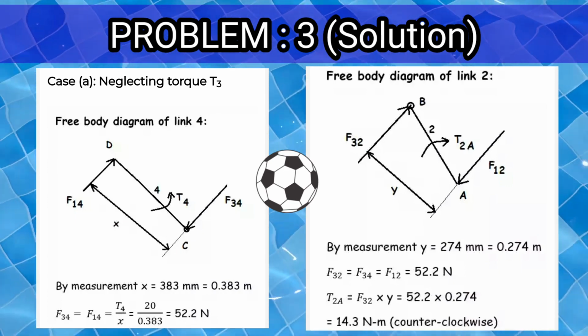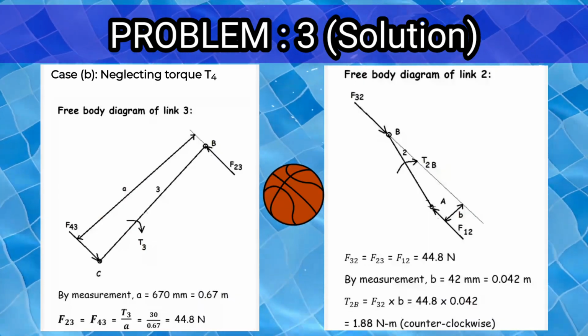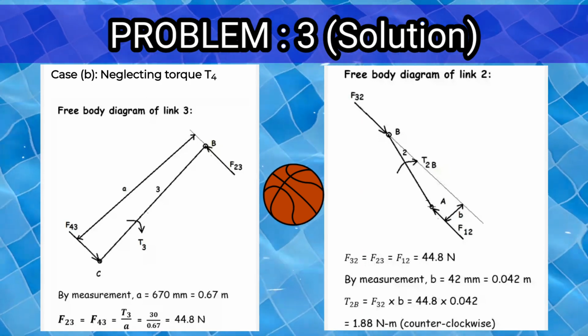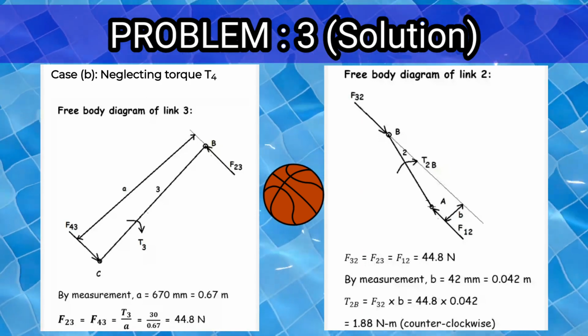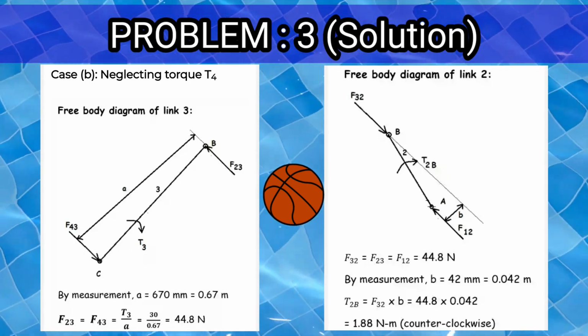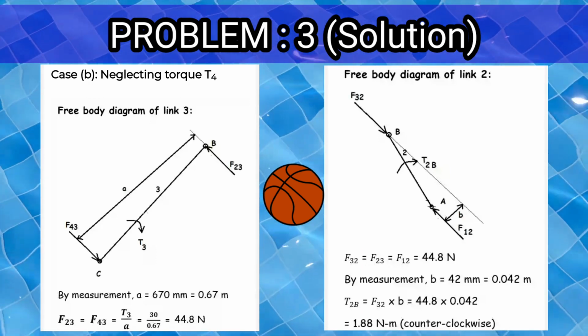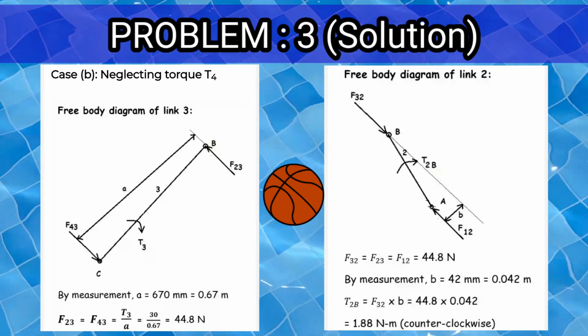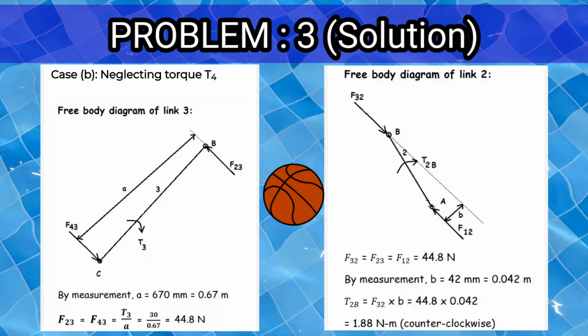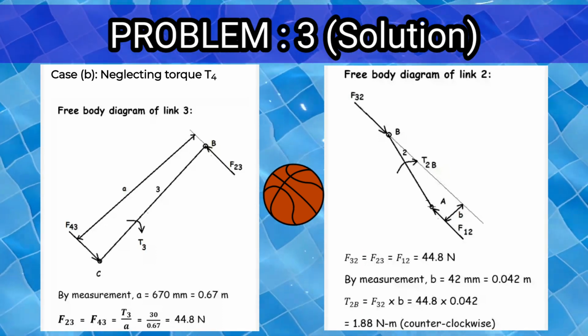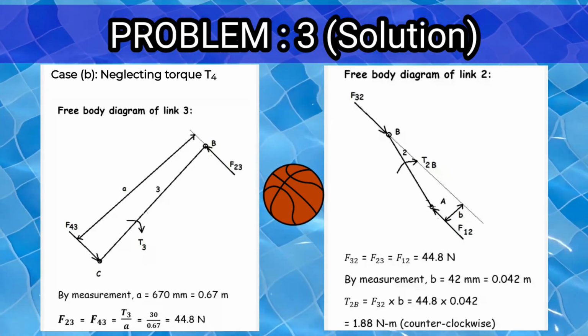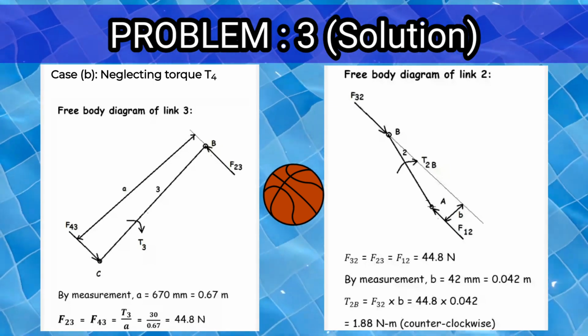In case number 2, neglect T4. Take the free body diagram of link number 3. Find out F23 first. F23 is equal to 44.8. Next, take the free body diagram of link number 2. Here at point B, F32 is acting in the opposite direction of F23, and calculate the value of T2B.